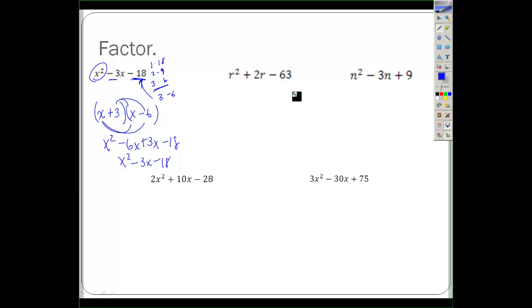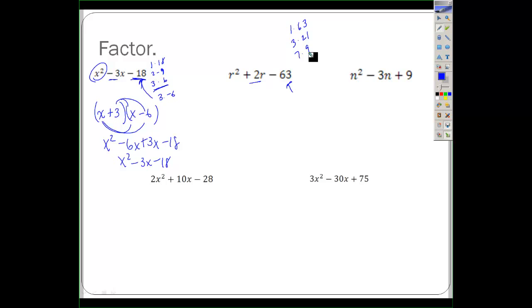This time I want two numbers that multiply to get -63 and add up to +2. I know my factors pretty well. However, if you don't know all yours, you can always write them out: 1 times 63, 3 times 21, 7 times 9, and then I get back to 9 again. So these are all the factors of 63.